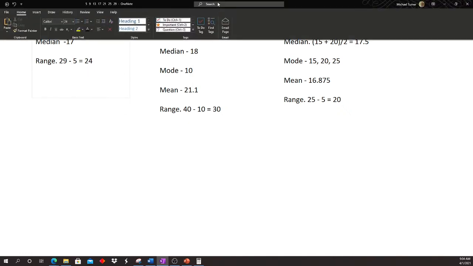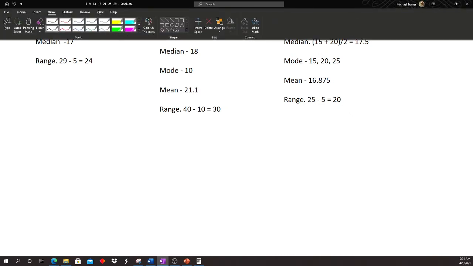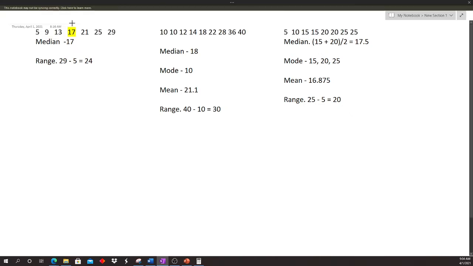So basically what you do is you take the median, which in this case is 17, and that's going to divide your data set into 2 halves. So I'm drawing a line through 17. That cuts my data set in 2 halves. So on the left I have 5, 9, and 13. On the right I have 21, 25, and 29. So the middle of the left-hand side, 9, that is my lower quartile. It's in the middle of the left-hand side. Okay? And then on the right, 25, that is the middle of the right-hand side, so that is my upper quartile.